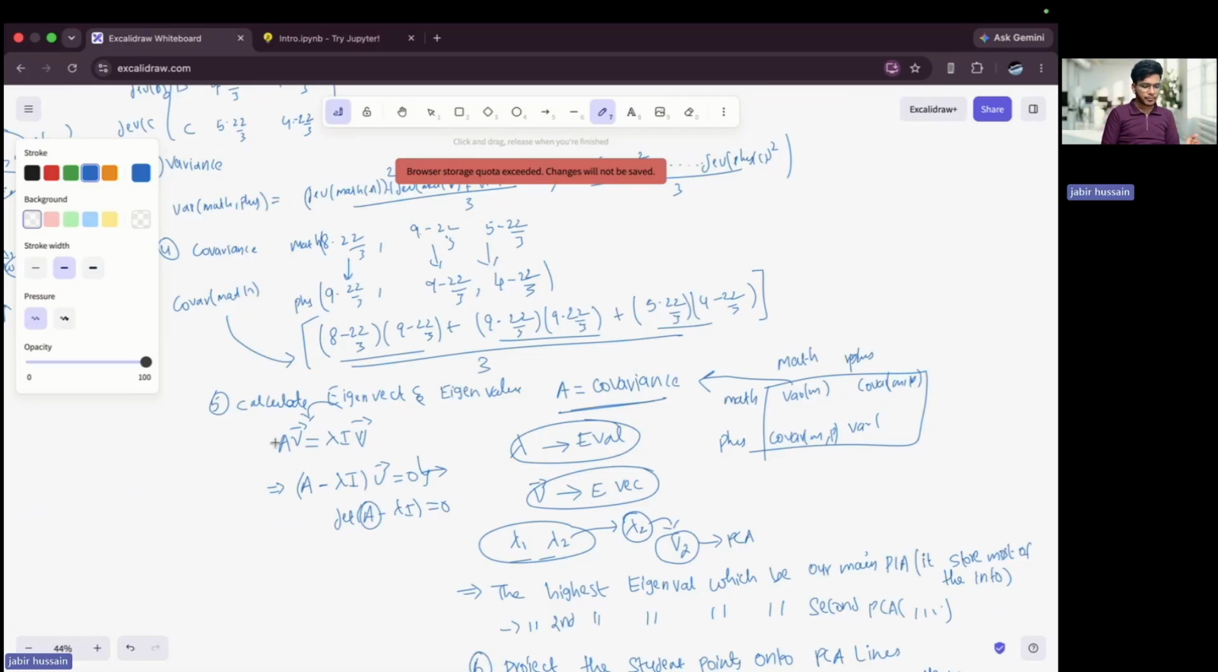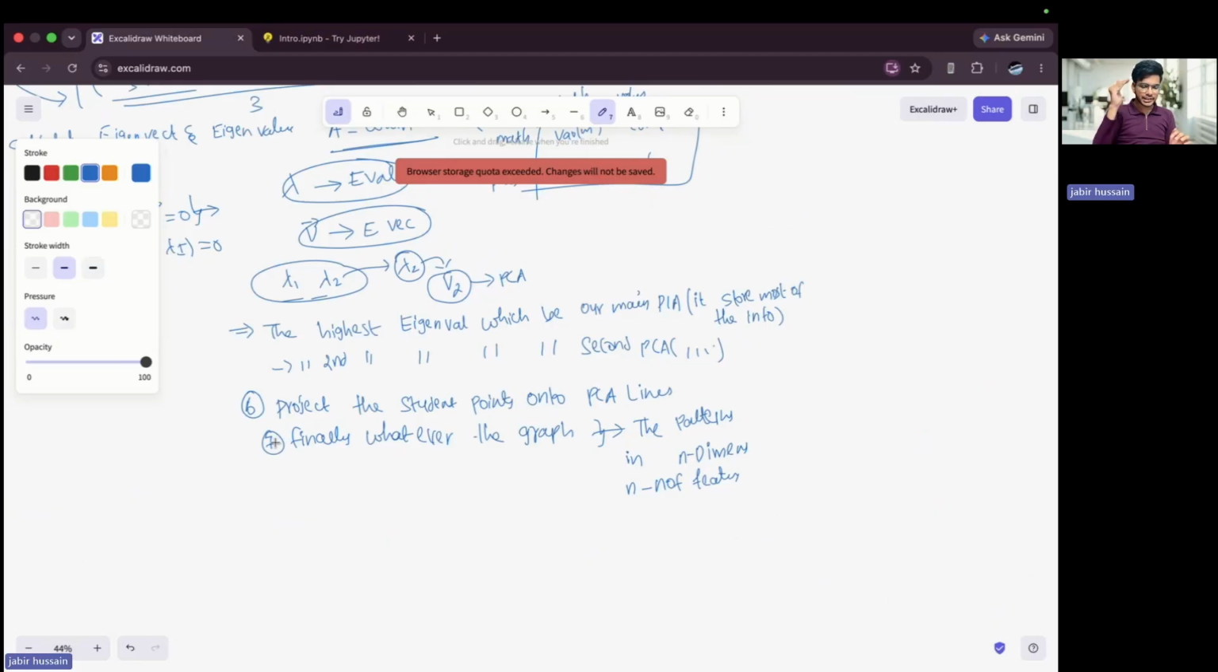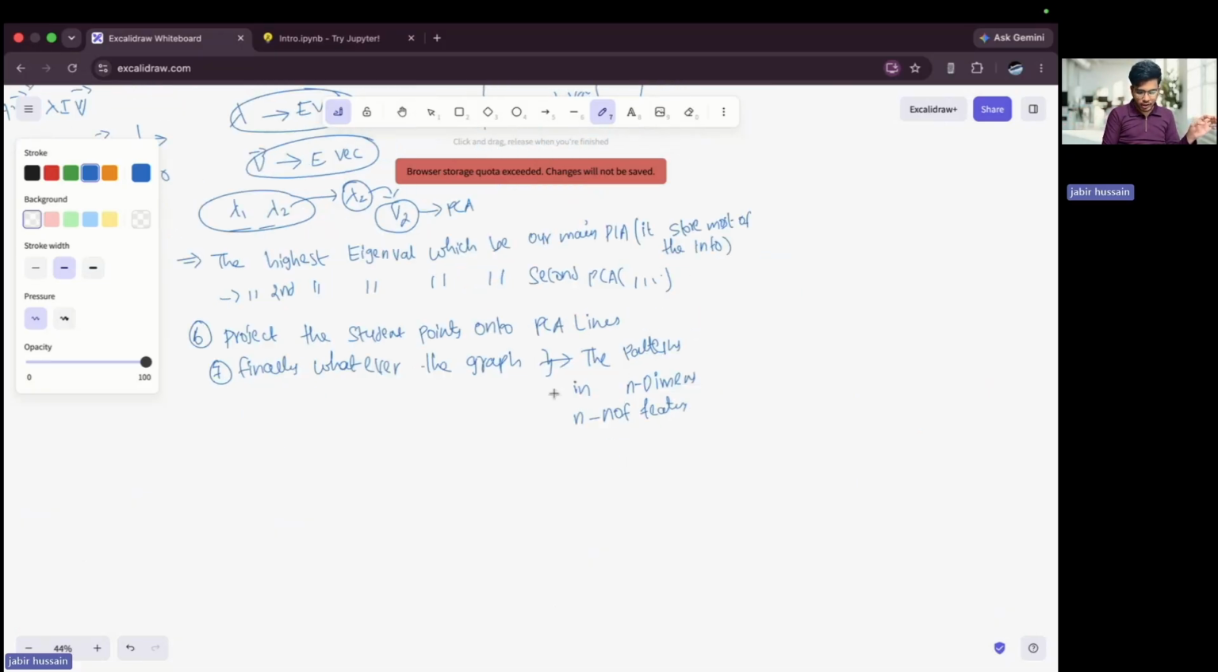And remember that the first PCA contains the most useful information, the second PCA will contain the second most. Like this, you sort them and you draw the graph. Whatever graph you get, that will be the most valuable information you need to interpret patterns and get valuable insights from the data. So this is how we implement PCA.